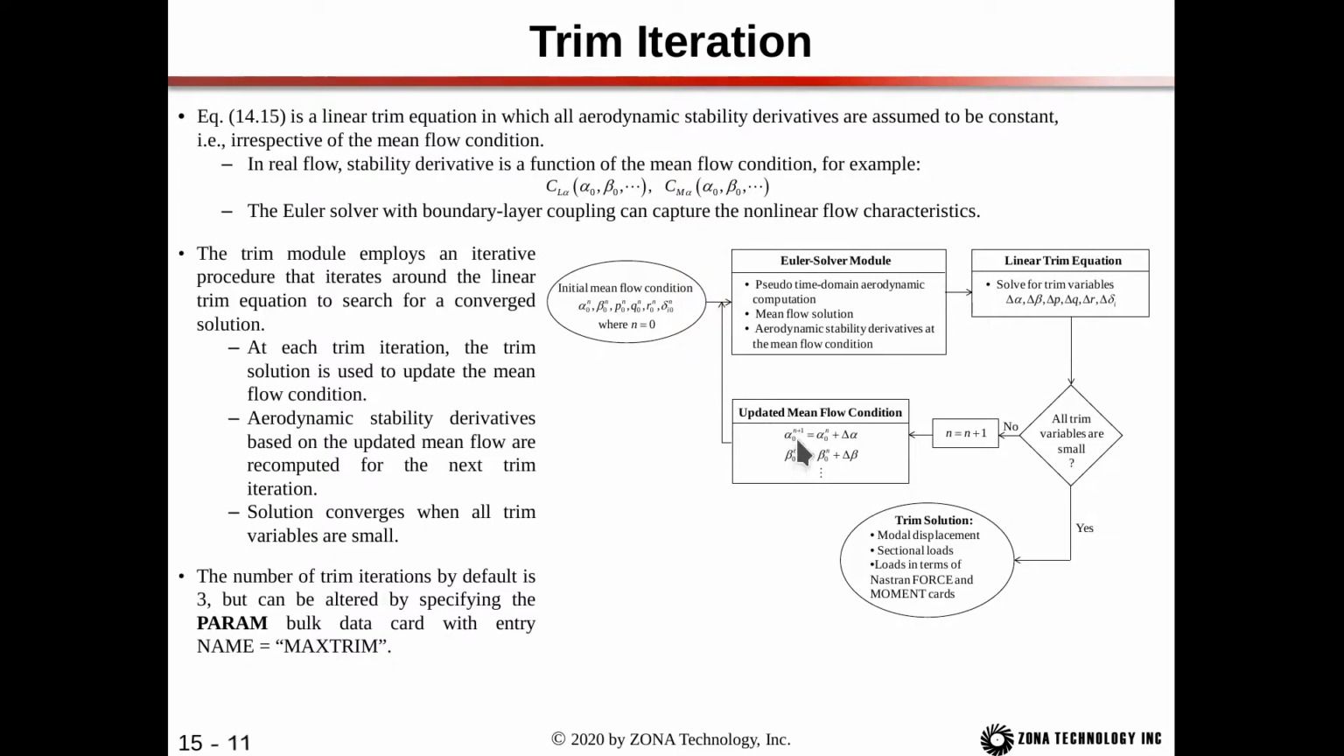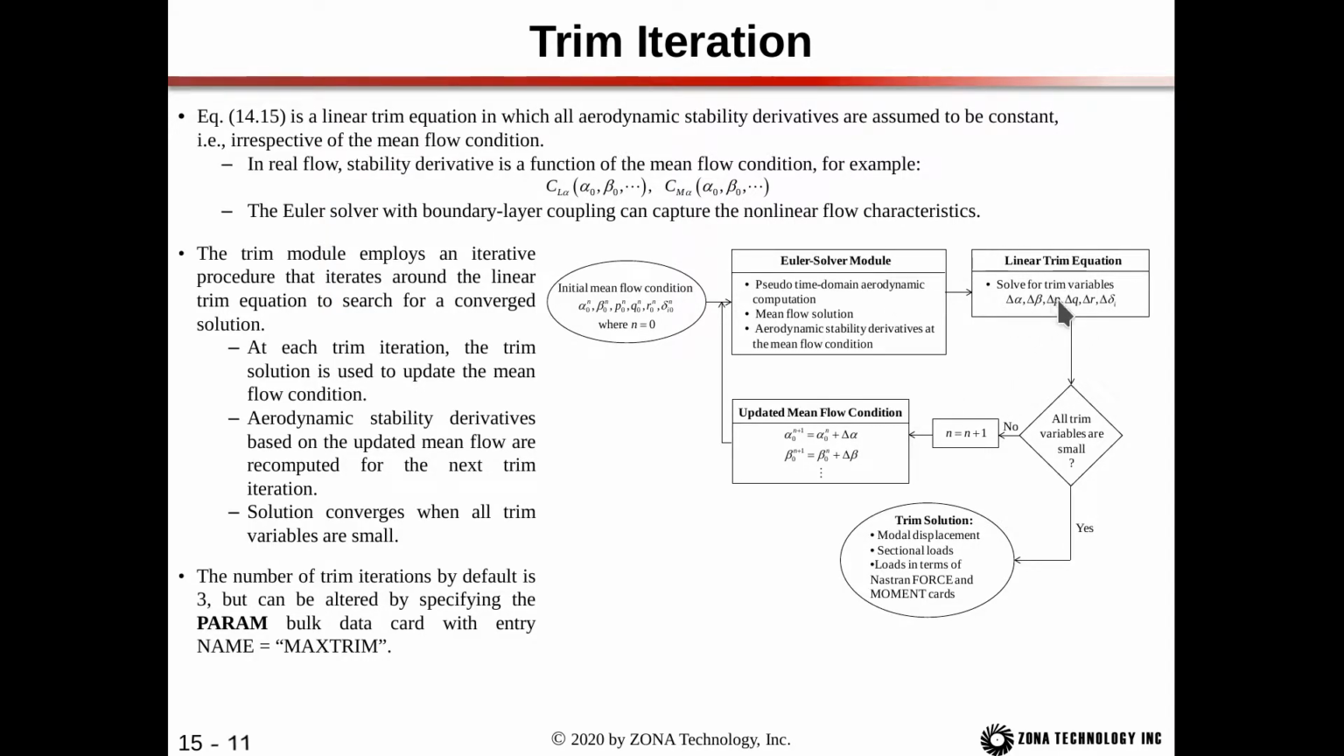So alpha naught at trim iteration n plus 1 equals alpha naught n plus delta alpha. And we do the same thing for all of these variables. And then we redo the Euler solver module with the new mean flow condition. And then recalculate the aerodynamic stability derivatives. And then once again, we'll solve the linear trim equation.